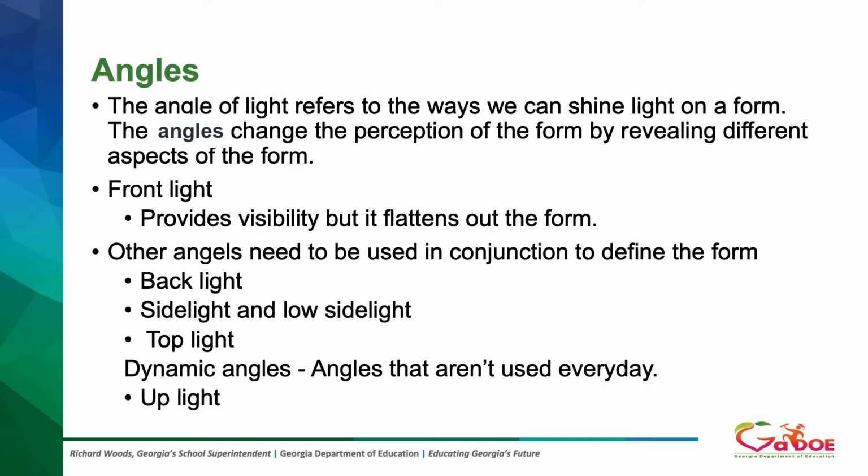Angles. The angle of light refers to the way we can shine light on a form. The angles change the perception of the form by revealing different aspects of the form. Front light provides visibility, but it flattens out the form. Other angles are needed in conjunction in order to define the form. These angles include backlight, side light and low light, top light, and dynamic angles, angles that aren't used every day, such as uplight.